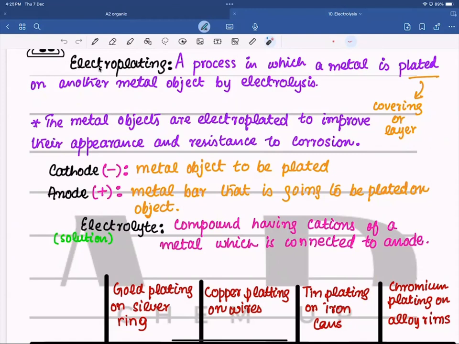Okay, so complete this. Then we are going to discuss these examples. See, one is gold plating on the silver ring, copper plating on the wires, tin plating on the iron cans. Those iron cans are used to store food. Normally, iron corrodes very easily, right? So if it corrodes, it will poison the food. So that's why the food containers are made up of iron, but we plate it with tin, and tin is inert, it does not corrode, so it will protect the food as well. And then chromium plating on aluminum or any other body part of the car or bike.